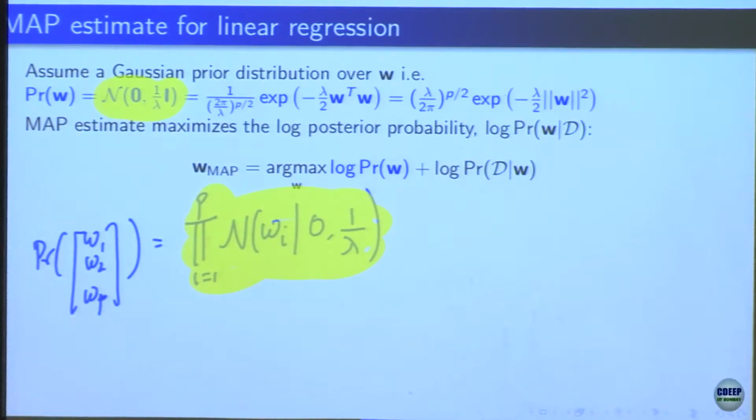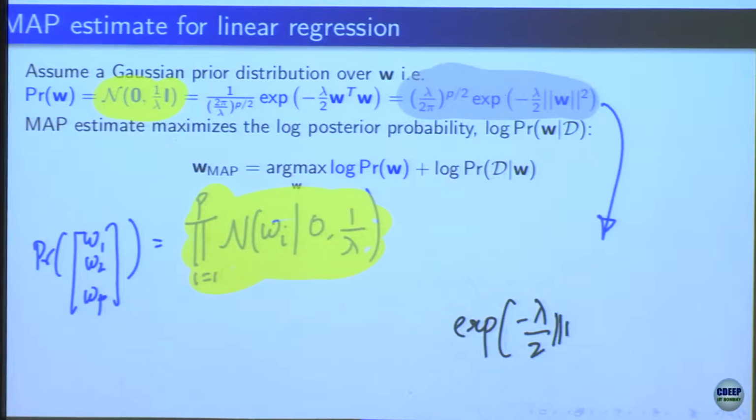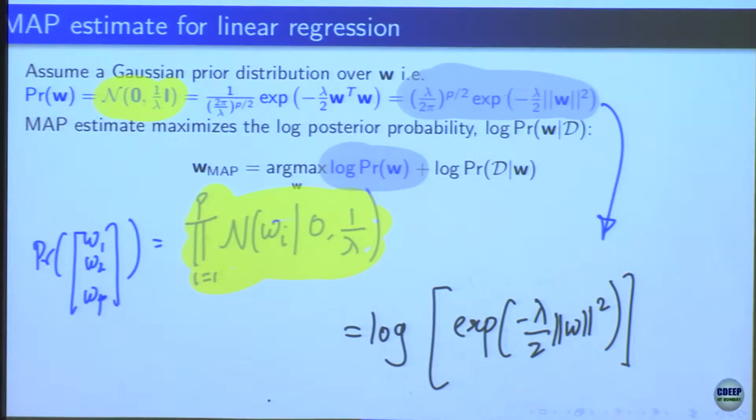So what you observe is finally this form is the most important for us. What do you observe here? You observe a form exp of minus lambda by 2 norm W square. This is the form you observe. Okay. So all we are saying is this form, if you plug it in here, log of P of W, what do you expect? If I take log of exp of this, what do you get? Just minus lambda by 2 norm square. That is the key. The key is that form.